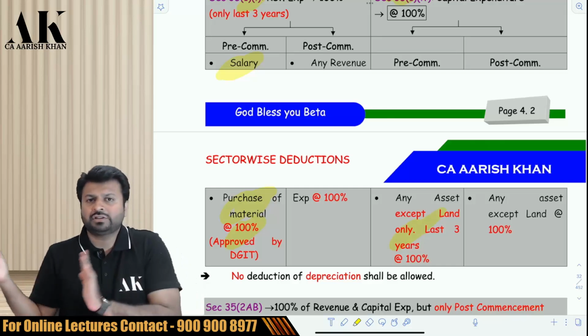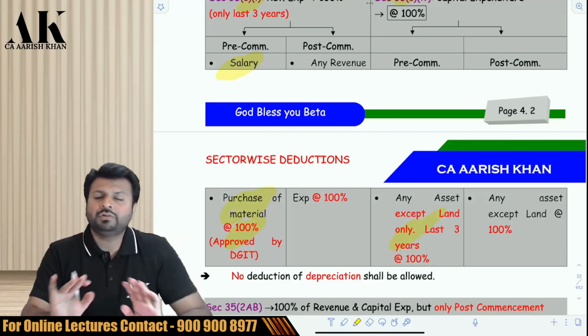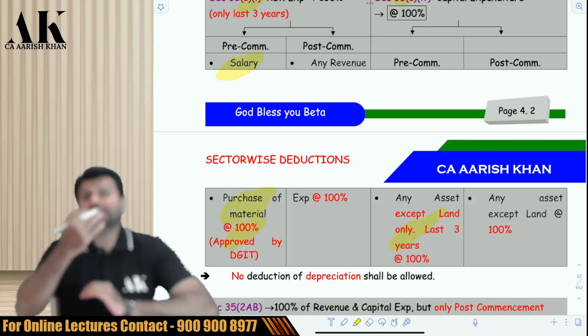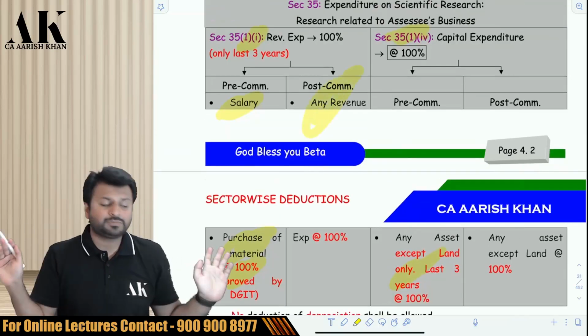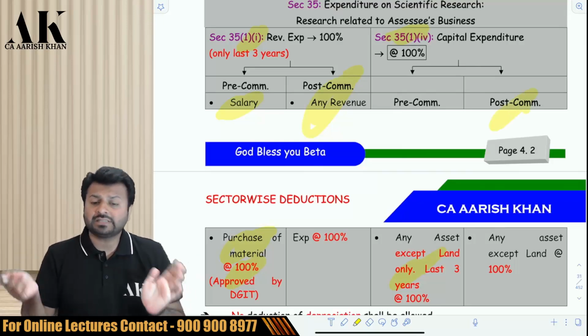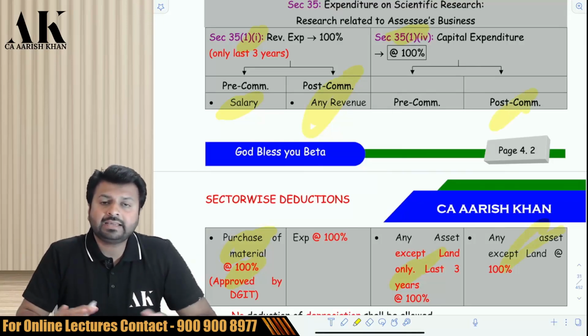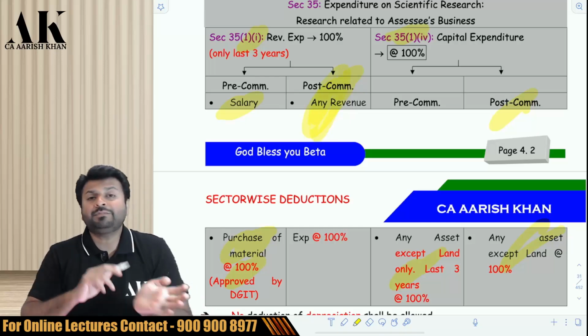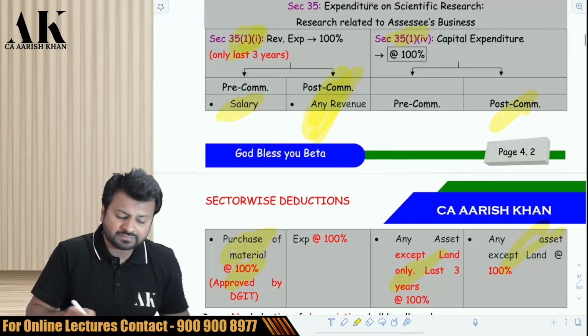The period I have said you for 3 years. You will get all capital expenditure except land. You will not get the deduction for land. So what about post commencement? In post commencement, you will get any revenue expenditure, any. There is no restriction. In post commencement, you will get any capital expenditure again except land. Except land. 100%? Yes.